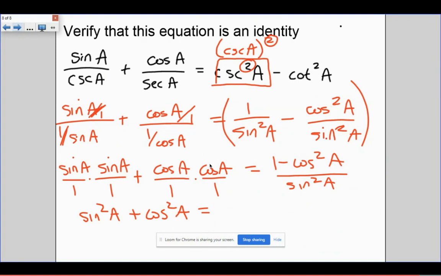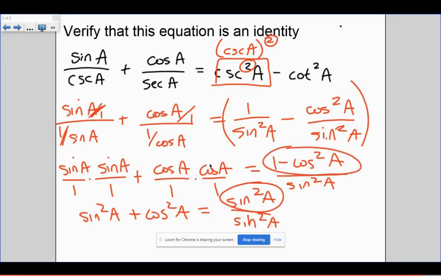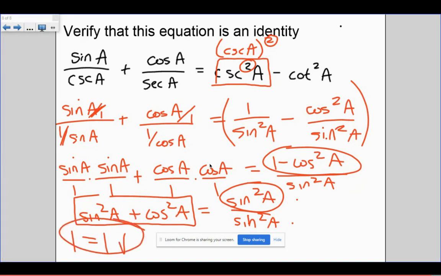So now we can actually substitute either one of these for the other. So I'll just substitute sine squared in for 1 minus cosine squared, because those are equal, so I'm allowed to substitute them. And then I know sine squared plus cosine squared is equal to 1. And obviously anything over itself is equal to 1. So sine squared A over sine squared A is equal to 1. So we did it. We've used both tips now to prove this identity.